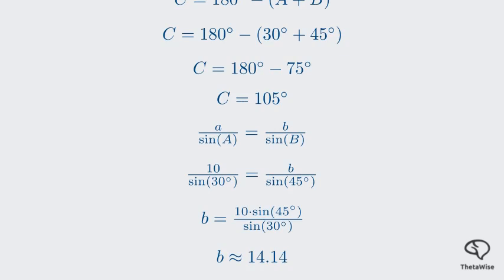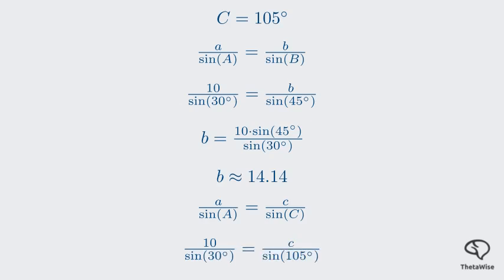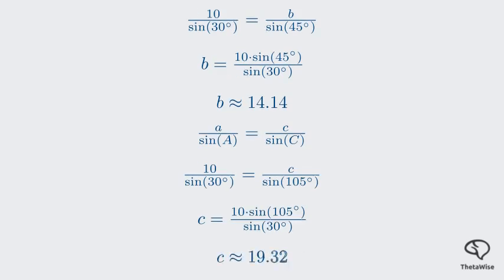Finally, let's find side c. We'll use the same process, but this time with angle C. We set up the proportion a over sine A equals c over sine C. That's 10 over sine of 30 degrees equals c over sine of 105 degrees. Solving for c, we get c equals 10 times sine of 105 degrees divided by sine of 30 degrees. This gives us approximately 19.32 units. And just like that, we've solved the entire triangle.